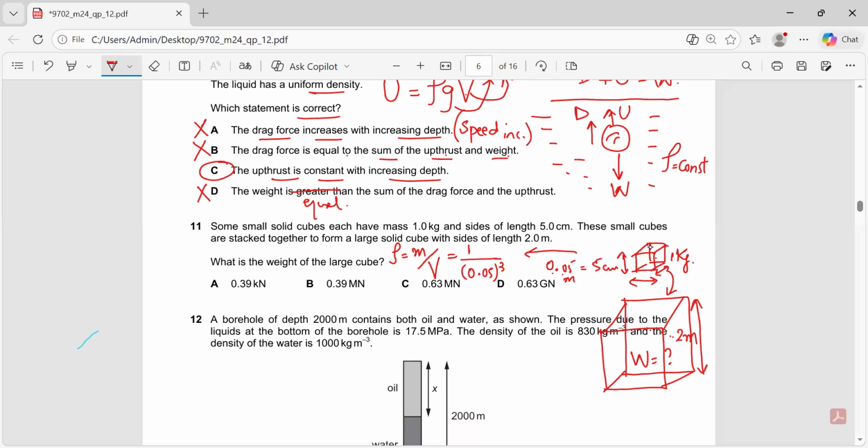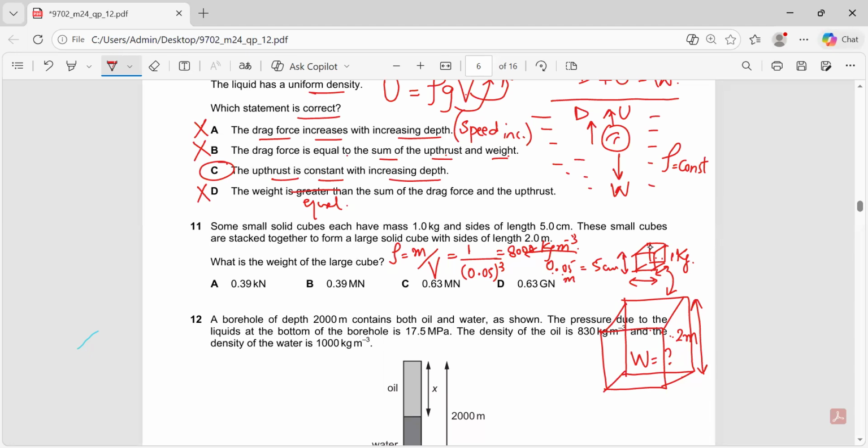When you will be solving this whole relation, so density we are going to get equals to 8,000 kg per cubic meter. So whole of the density will be equals to 8,000 kg per cubic meter. This is going to be the density of smaller box. Now let's come up to the larger box.